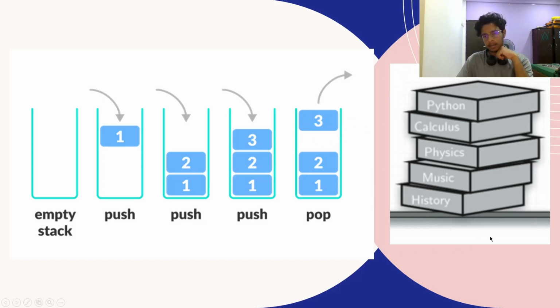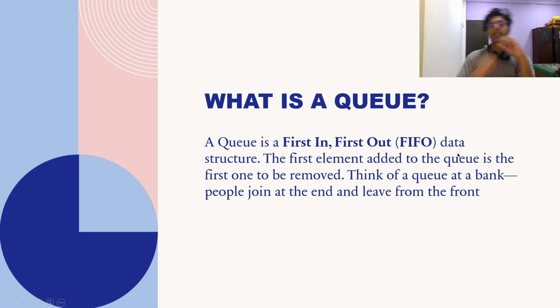This is another example, a stack of books. When we add a book, we keep it on the top, and when we remove a book, we take the topmost book. Now let's discuss what a queue is. A queue is a first in first out data structure. The first element to be added is the first one to be removed.